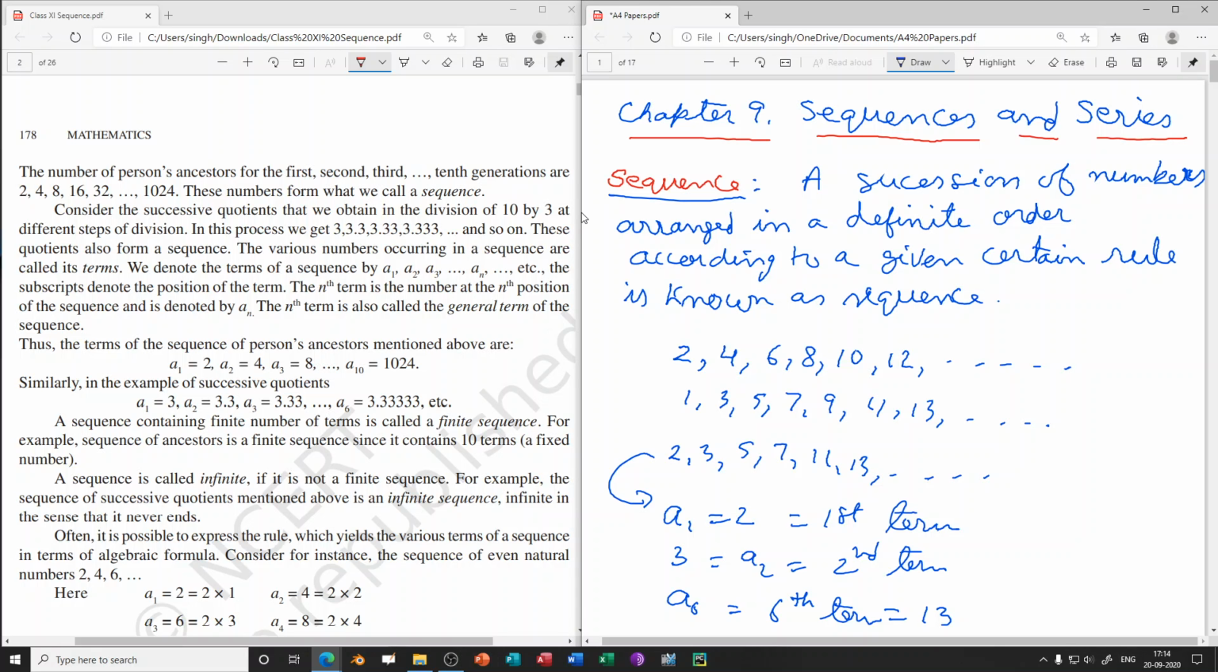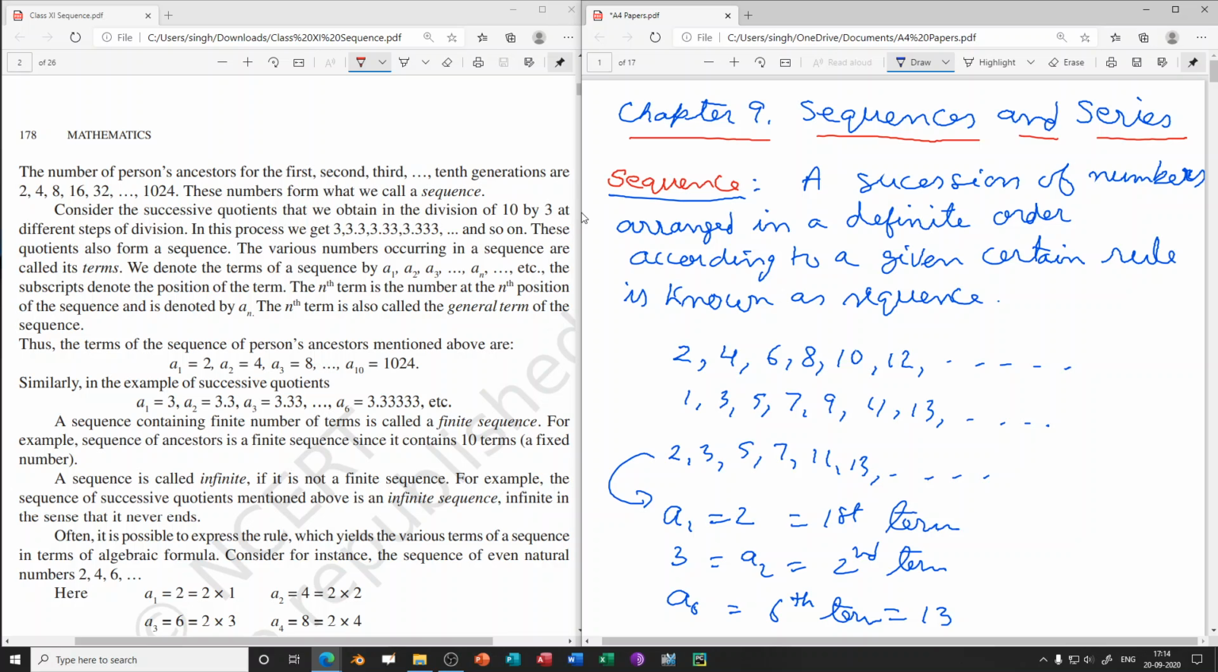A succession of numbers arranged in a definite order according to a given certain rule is known as sequence. So what is the rule here? Here we can clearly, suppose we want to find the fourth term. Fourth term is nothing but 4 times the first term, because 2 into 4 is 8. You can see the fifth term. What is fifth term? 10. That is 5 times the first number.